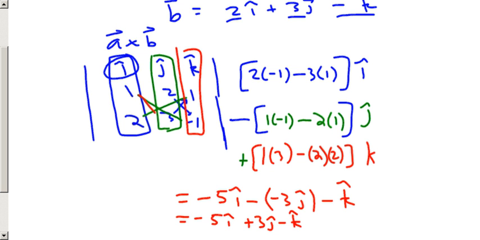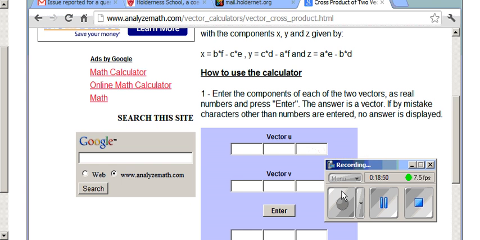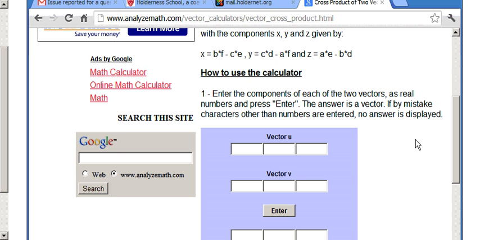Last and not least, I want to show you one more nice method for doing cross products. So hold on one sec. Okay, so the last thing here, I just Googled cross product calculator, and there are tons of these free software that can do cross product. So this one here is analyzemath.com. The way it works is you can just enter in a vector.